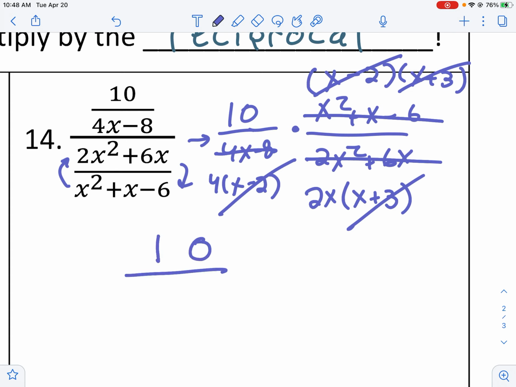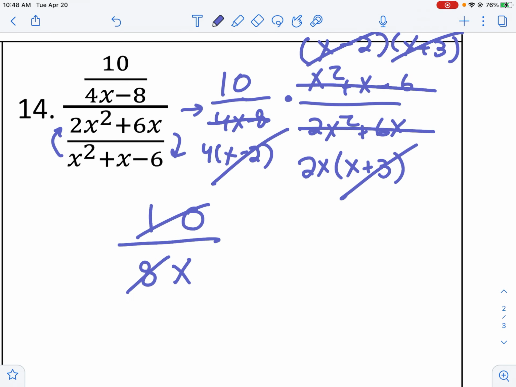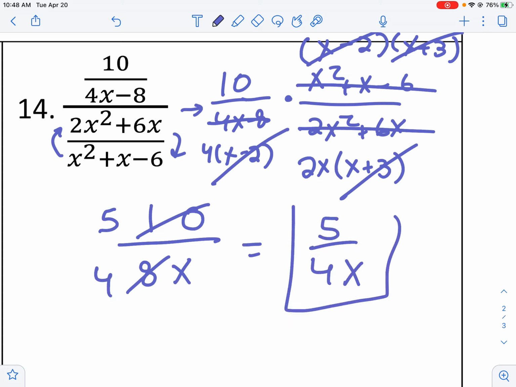That's 10 in the top. 4 and 2 make 8x. 10 over 2 goes away. Those are both divisible by 2, so that's 5/4. So this is 5 over 4x. And then we're done.